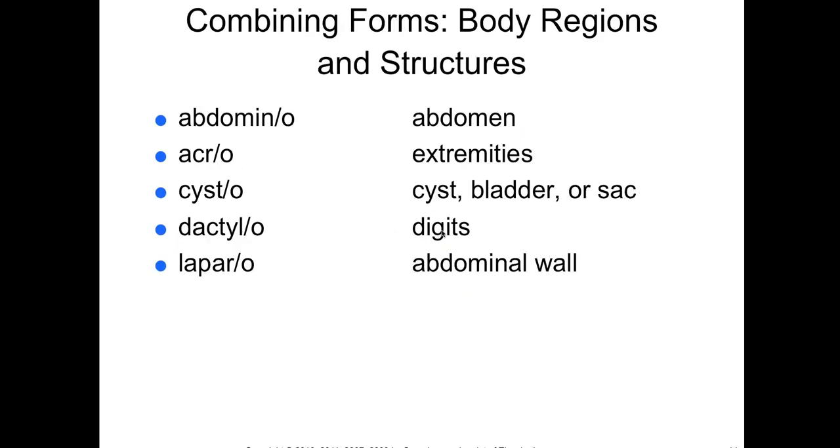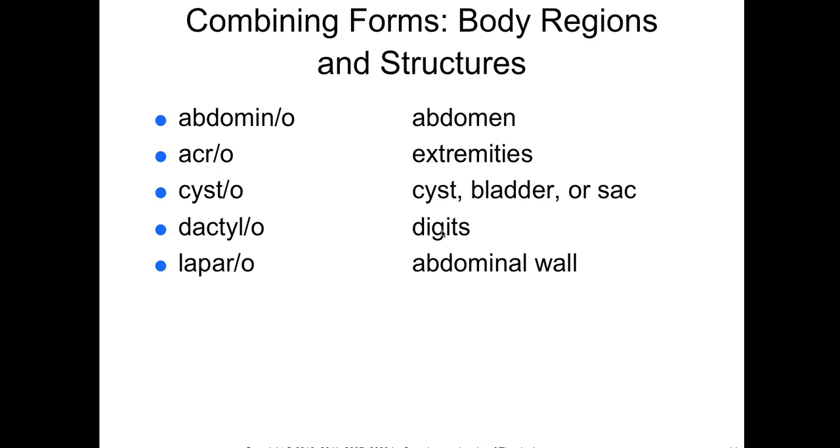Now let's talk about some combining forms for body regions and structures. We have abdominal, which means abdomen, pretty self-explanatory. We have acro, which refers to our extremities, both upper and lower. Cysto means cyst or bladder or sac. Dactylo means digits. And then we have laparo, meaning the abdominal wall.